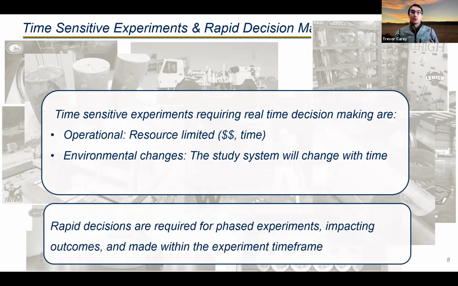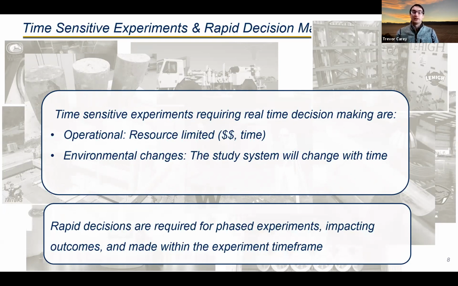Rapid decisions are required for phased experiments. Most of the experiments that we do at these large NHERI facilities are phased experiments, and I'll get into this in a few slides about centrifuge testing, and it's because there's a lot of effort that goes into developing these experiments and implementing them. And so we try to get the most out of them as possible. That's not always the case. Sometimes we're one and done on some of these experiments, but oftentimes there's a phased approach and we're looking at specific aspects. These rapid decisions will impact project outcomes.